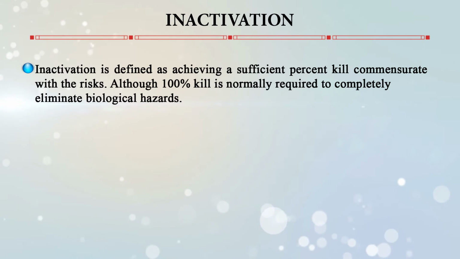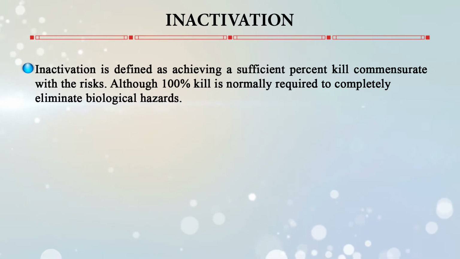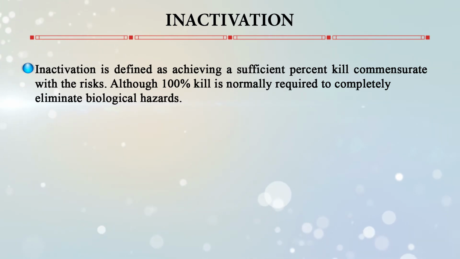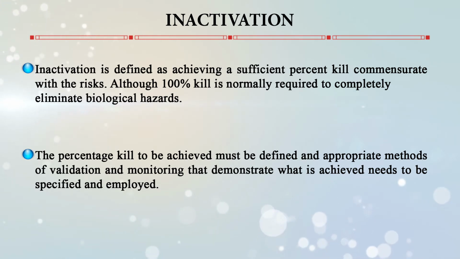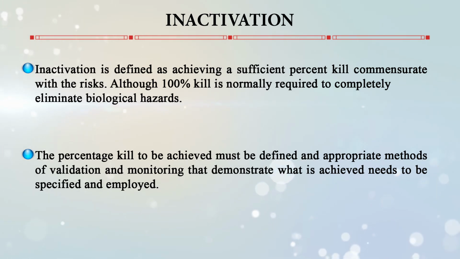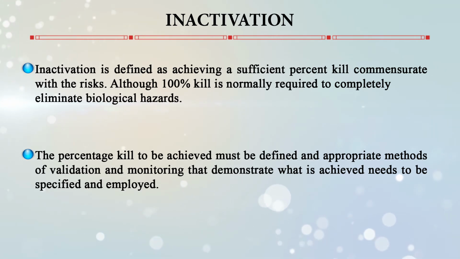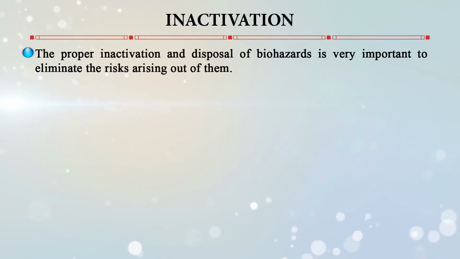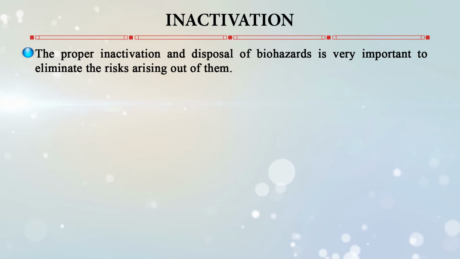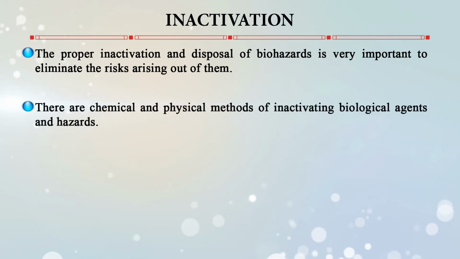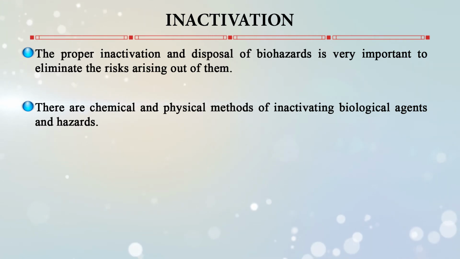Inactivation. This is defined as achieving a sufficient percentage kill commensurate with the risk. Although a 100% kill is normally required to completely eliminate the biological hazard, the percentage kill to be achieved must be defined, and appropriate methods of validation and monitoring that demonstrate what is achieved need to be specified and employed. The proper inactivation and disposal of the biohazards is very important to eliminate the risk arising from them. There are chemical and physical methods of inactivating biological agents and hazards.